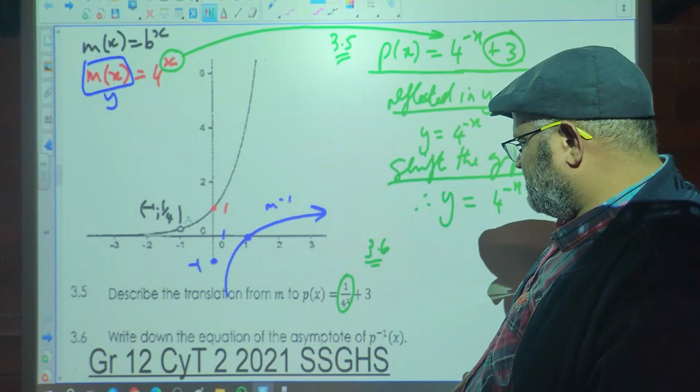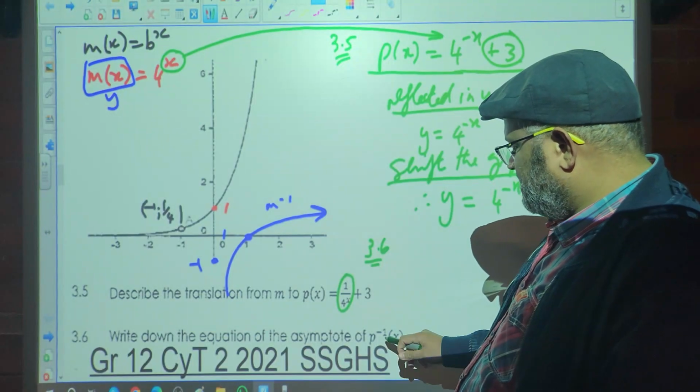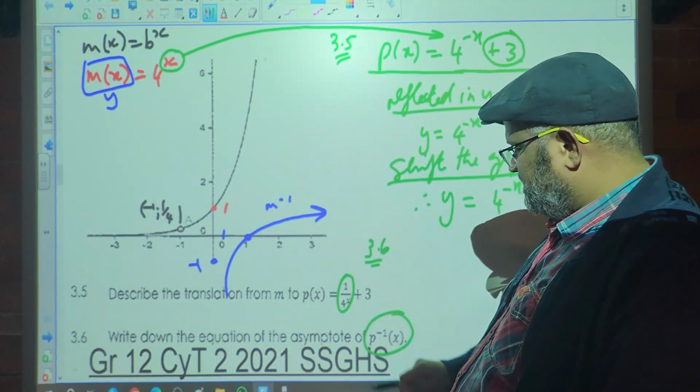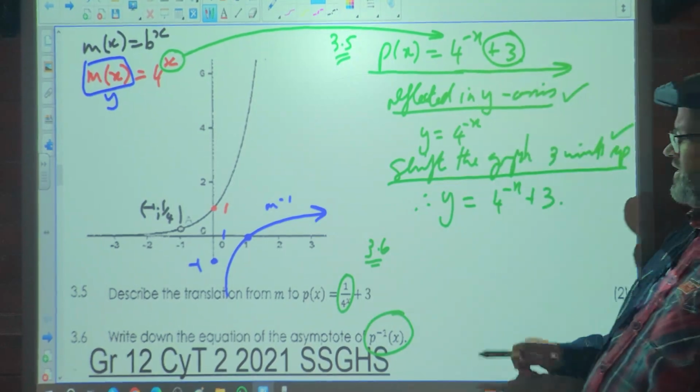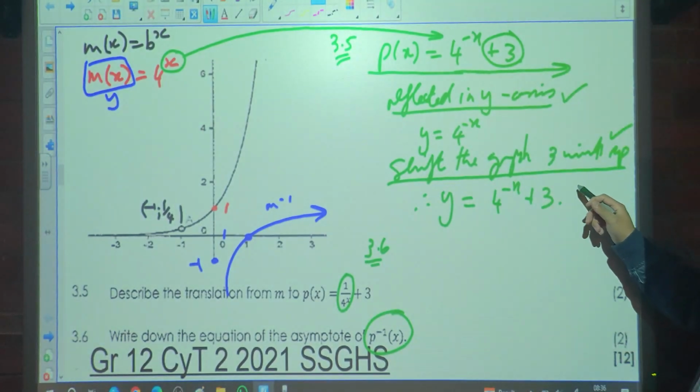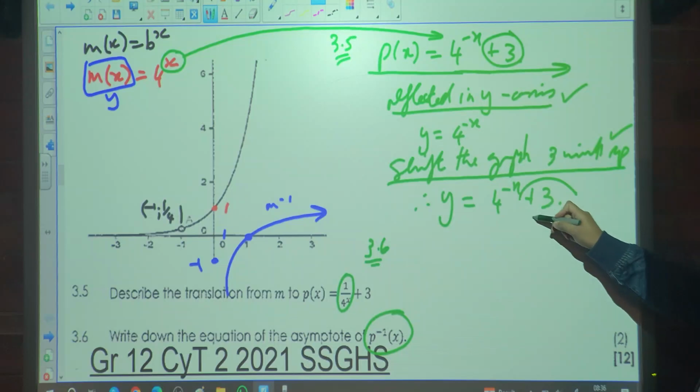3.6. Write down the equation of the asymptote of the inverse of P. So what is the equation of this asymptote of P of x? What type of graph is this? Exponential. What's the equation of this asymptote? Y is equal to 3.